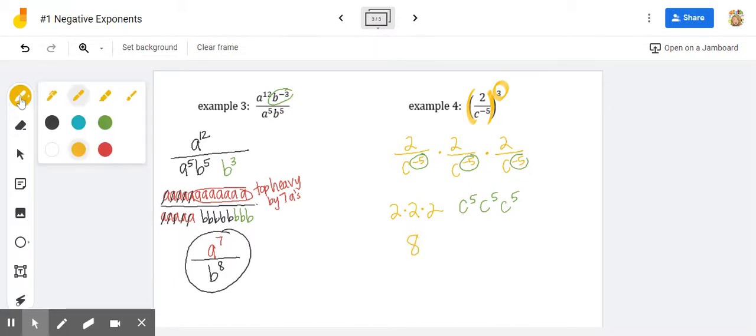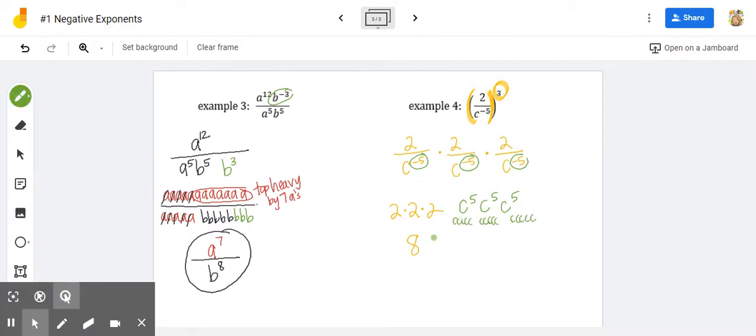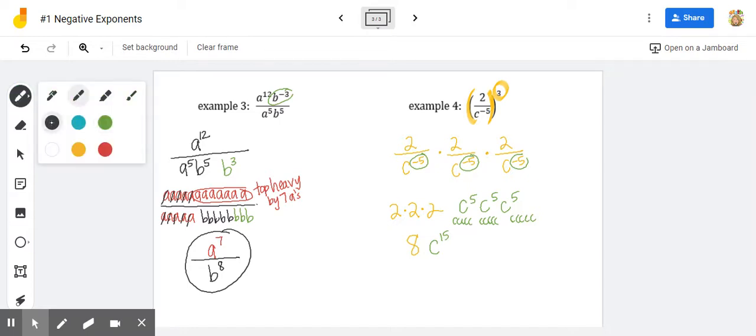And now we need to think of how many c's are in our alignment. So we're going to keep that base of c. And now we're going to collect how many c's are there, or what is the new exponent on c. How many together are sitting there? So 5, 5, and 5 make 15 c's chilling like a villain. And that is our final answer.